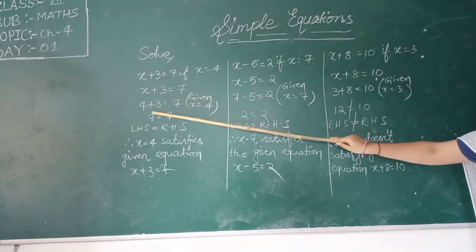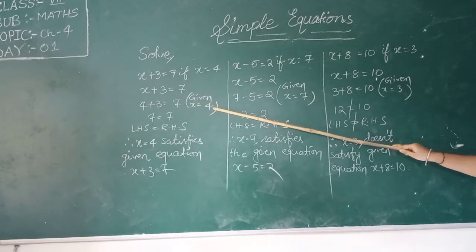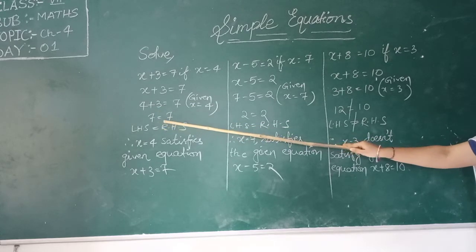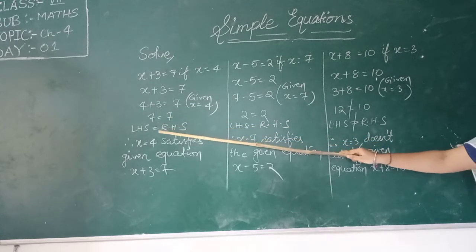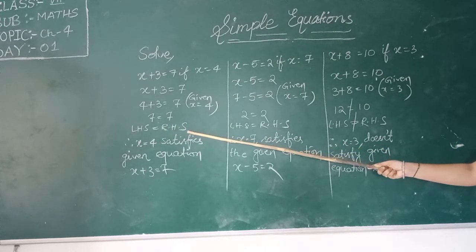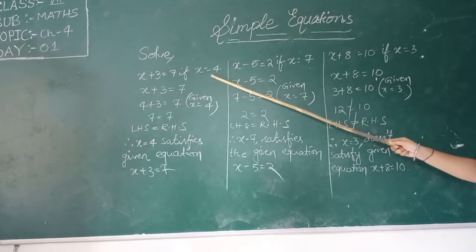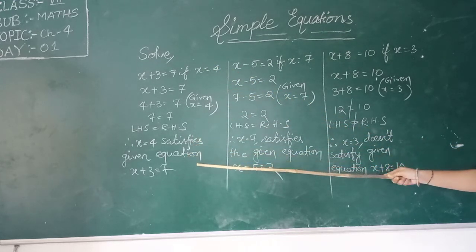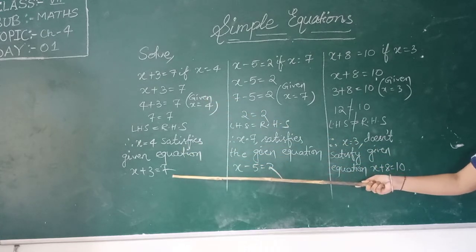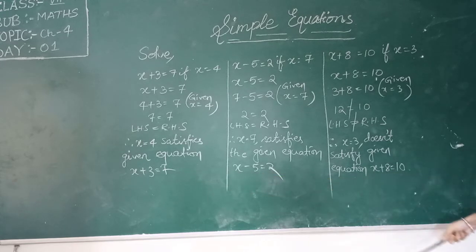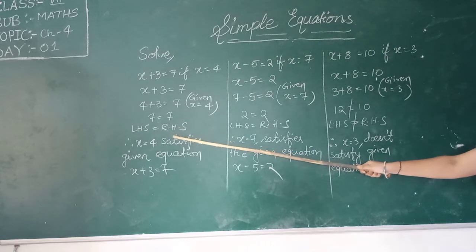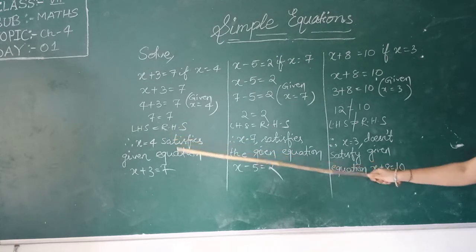Why did we substitute 4? Because it is given that x is equal to 4. So when we substituted, what is 4 plus 3? 4 plus 3 is 7. So 7 is equal to 7. Therefore LHS is equal to RHS. If LHS is equal to RHS, then only this solution, x is equal to 4, satisfies the given equation x plus 3 is equal to 7. So when will any equation be satisfied? When LHS and RHS both are equal, then only the given equation will be satisfied.